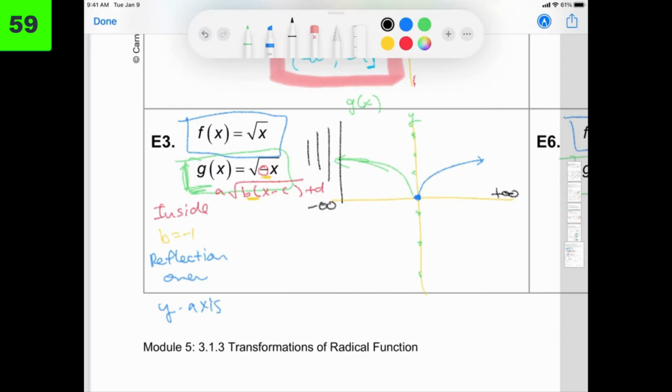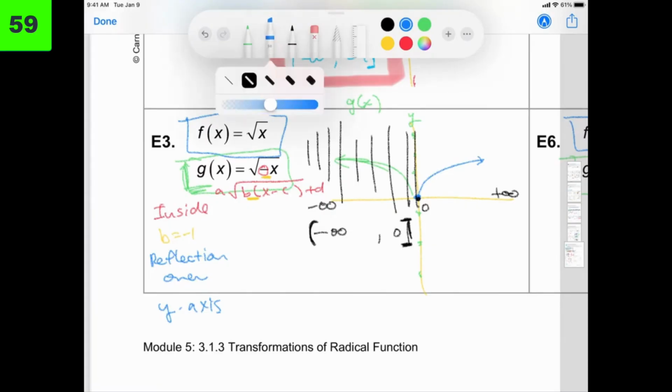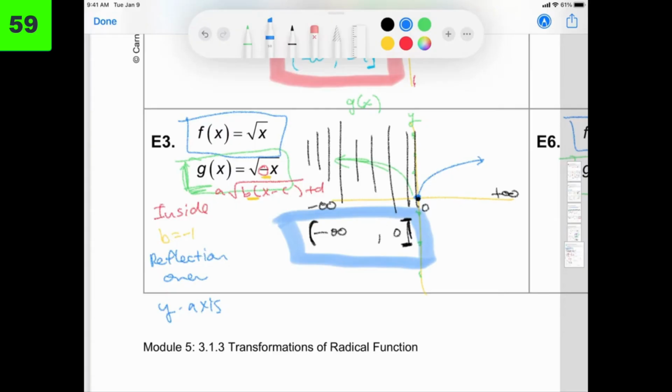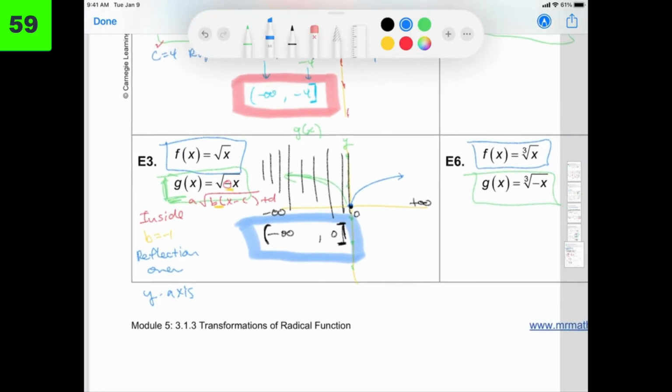Negative infinity, and with negative or positive infinity, you're always using a bracket. And then the graph actually stops there on x equals 0. And remember, it is a closed circle, so it is a bracket. Okay, so that is our answer for after the transformation. And you can kind of see what happens. Let me show you the other one.